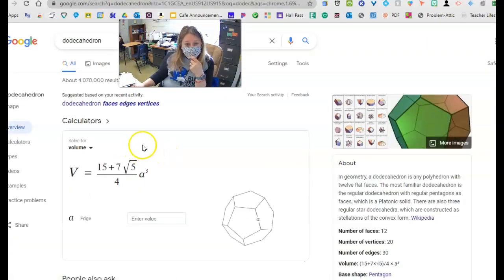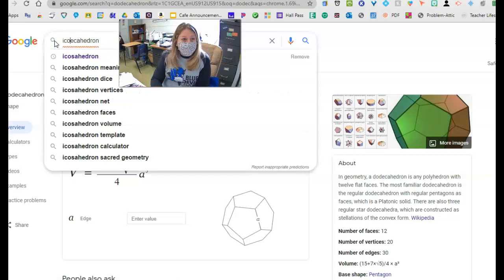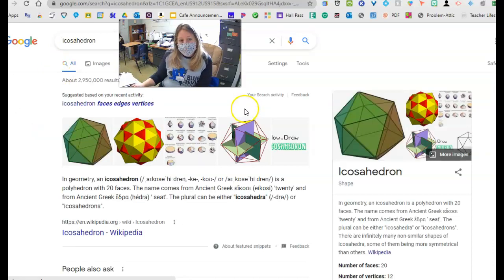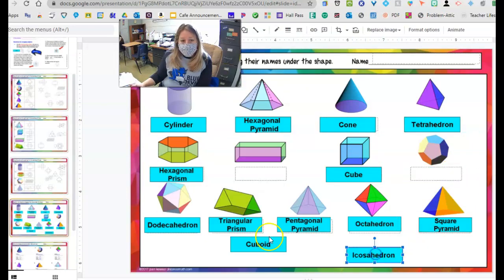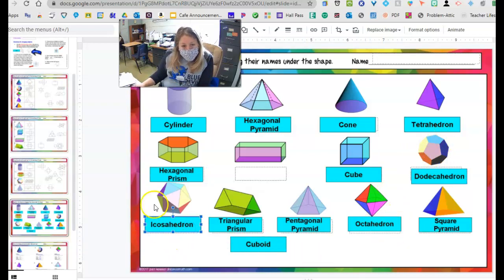Ah, yes. So the dodecahedron looks like it's the one with the pentagons, and the icosahedron. I think you're right, Ella. Dodecahedron has 12 sides. I could see 6 of them, so I can assume there's 6 on the other side. Good. Can I see 10 here? 1, 2, 3, 4, 5, 6, 7, 8, 9. Yep, I can see 10 there, so there must be 10 on the back side. Good catch. Icosahedron and dodecahedron shouldn't have been switched.